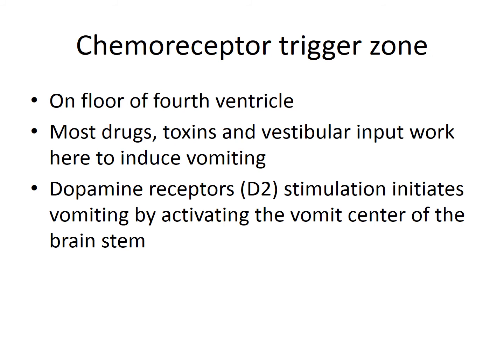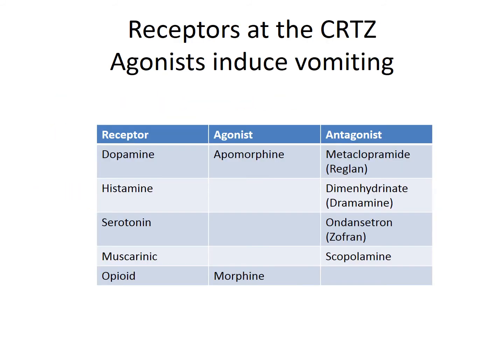So again, the chemoreceptor trigger zone is on the floor of the fourth ventricle in the brain, and this is where drugs, toxins, and other things work from the peripheral blood. And there are many receptors. Probably one of the most active are dopamine receptors, that when stimulated, will initiate a signal that goes to the vomiting center. So here is a list of some of the receptors of the chemoreceptor trigger zone, and when these are activated by an agonist, they will induce vomiting.